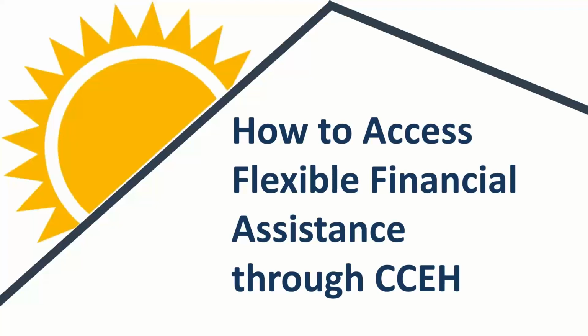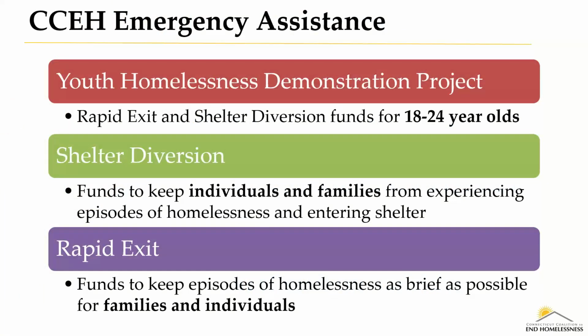So I want to shift now and talk briefly about the flexible financial assistance that is available through the Connecticut Coalition to End Homelessness, and how your agency might be able to access it. Years back, we began what's called our Be Homeful campaign, and that started out with diversion assistance, flexible financial assistance, to help families and keep them from having to enter an emergency shelter. That was specific to heads of household with families with children under the age of 18.